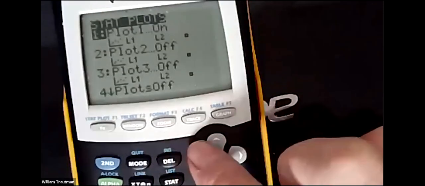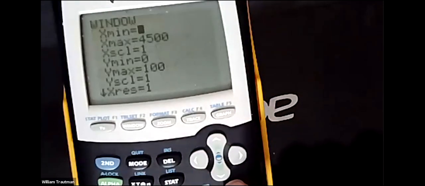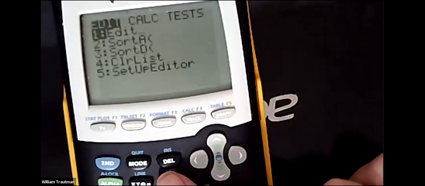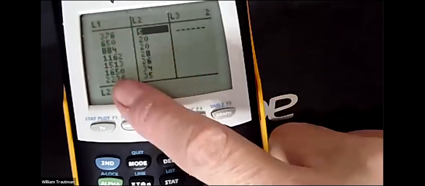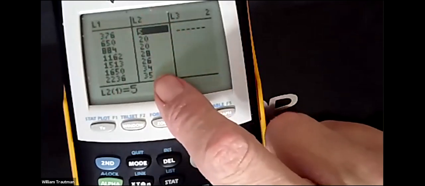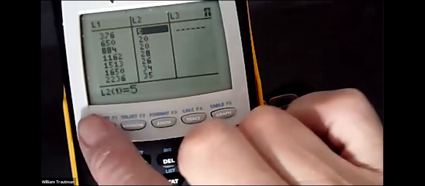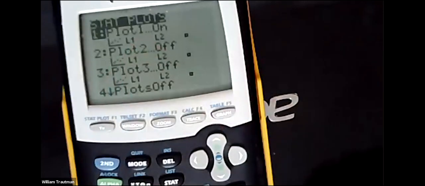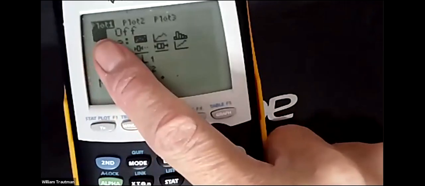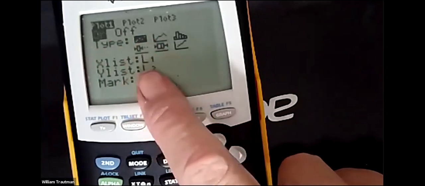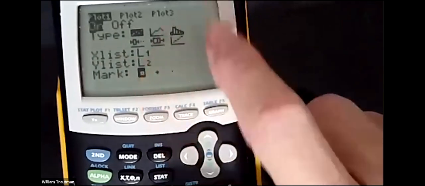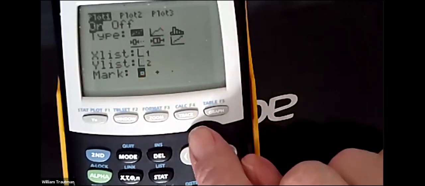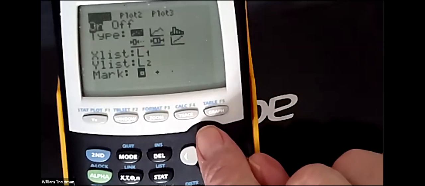So once again, the whole process that we did was we went to stat, number 1, edit. We entered in the data, X data, Y data. Then we went to second stat plot and hit enter and turn the plot on. I use this one and L1, L2 is here and the big mark. By the way, you can go to the small mark if you want. And I like the big mark. You can see the difference when you do that.